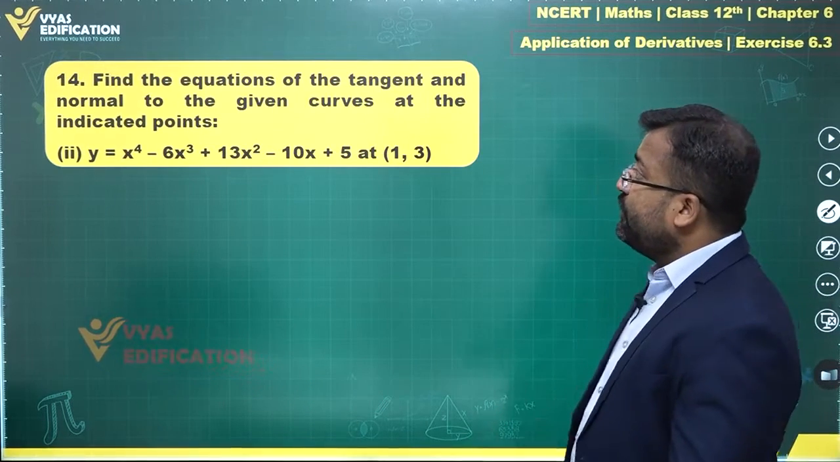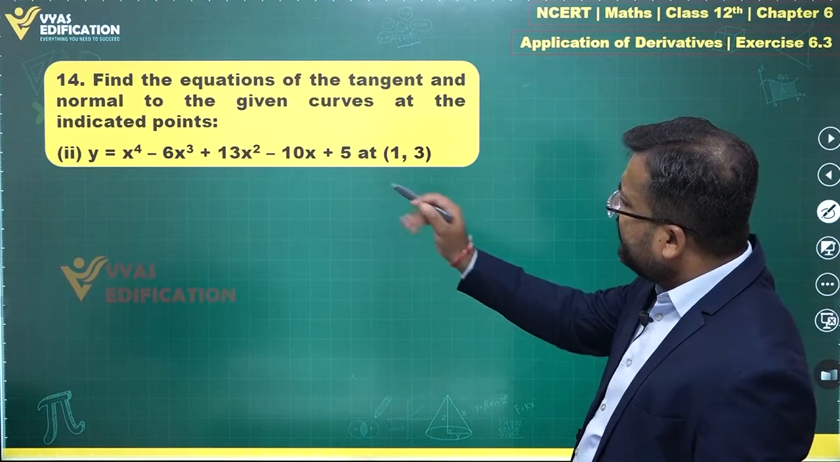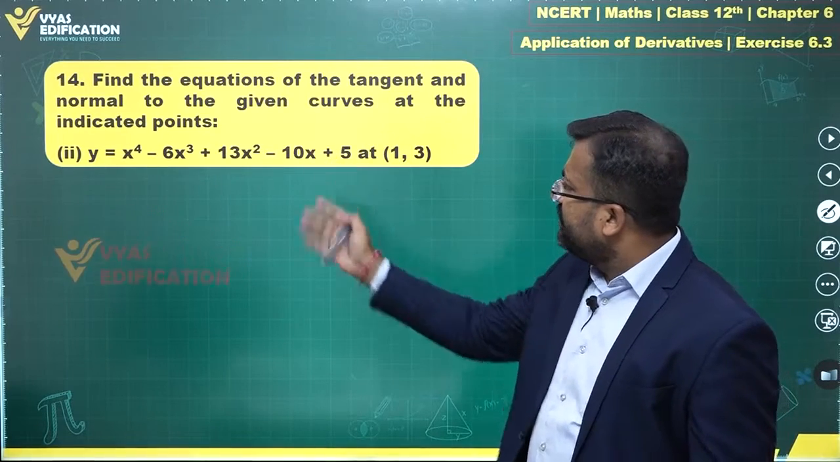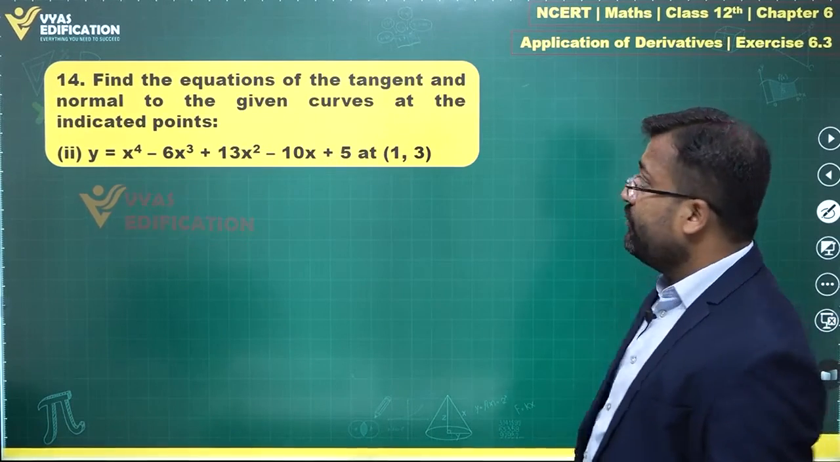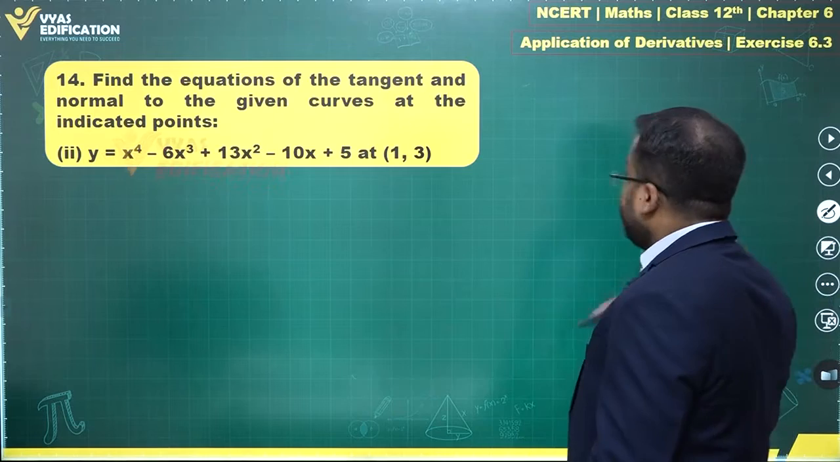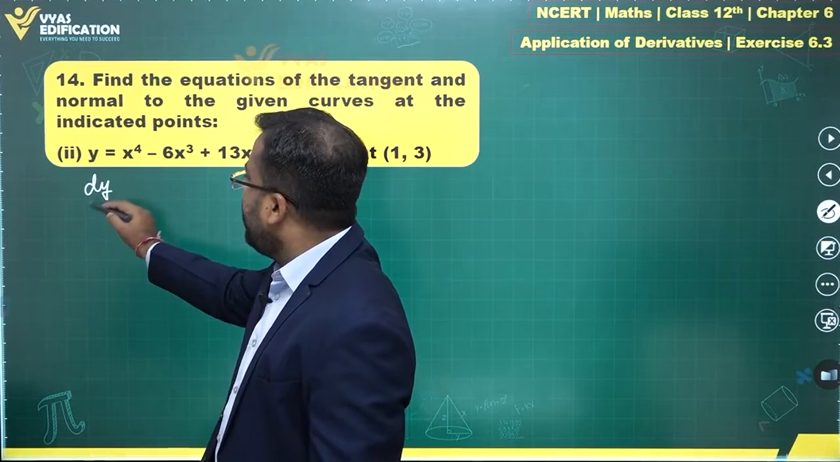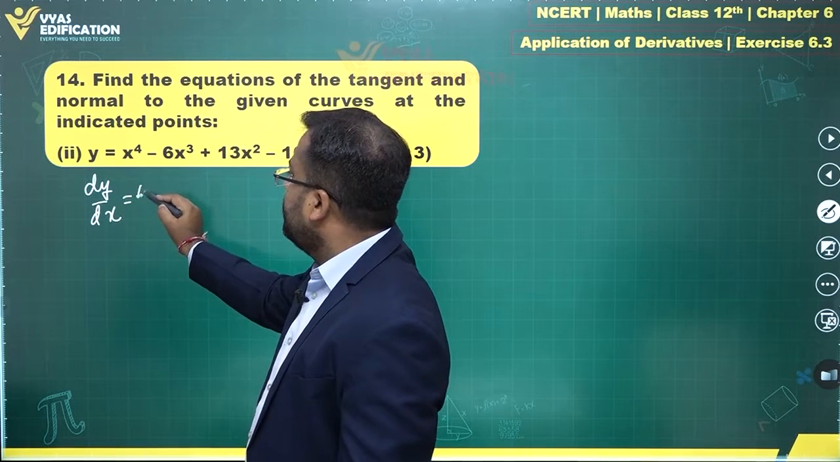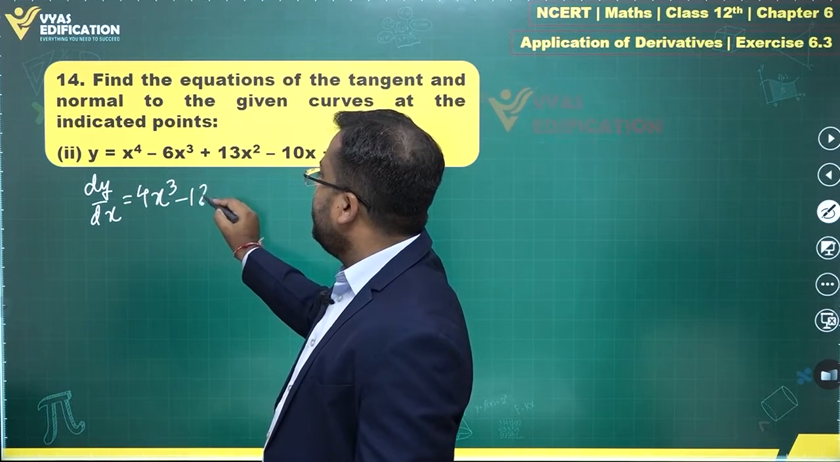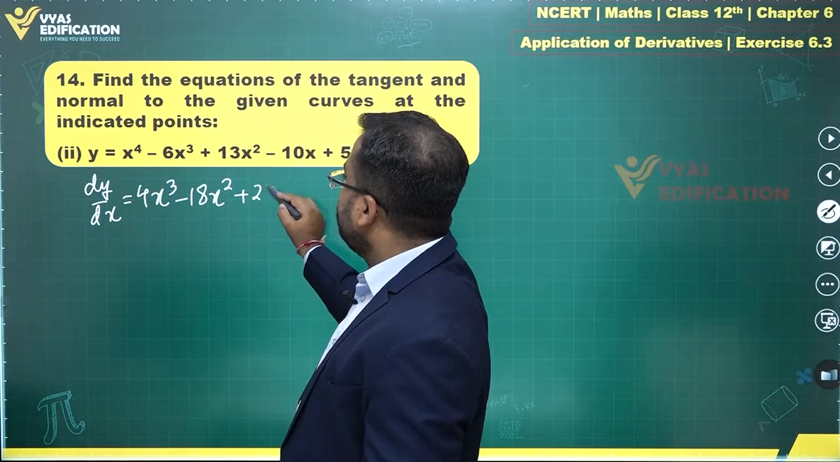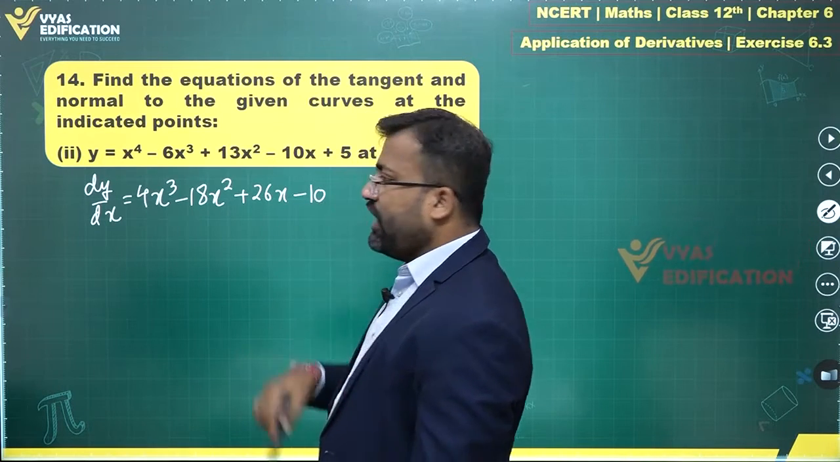Second part of this 14th question says that we are given a curve which is, as you can observe, similar but the point is different over here. We are supposed to find the equation of normal and tangent. Let's begin with finding the derivative. dy over dx is equal to 4x^3 minus 18x^2 plus 26x minus 10 is what I have.